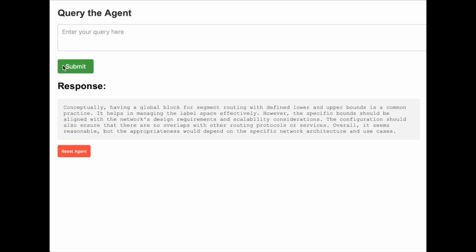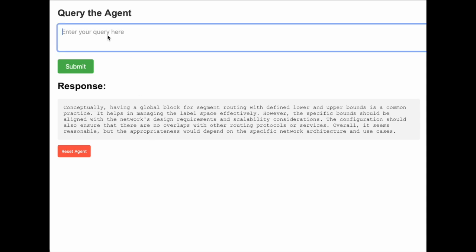Wow, this is an interesting question. Conceptually, having a global range with defined lower and upper bounds is common. However, the specific bounds should be aligned with the network's design requirements, and scalability should be considered. The configuration should also ensure that there is no overlap. So overall, this seems reasonable, but the appropriate range should depend on the network architecture. Okay, good answer though.